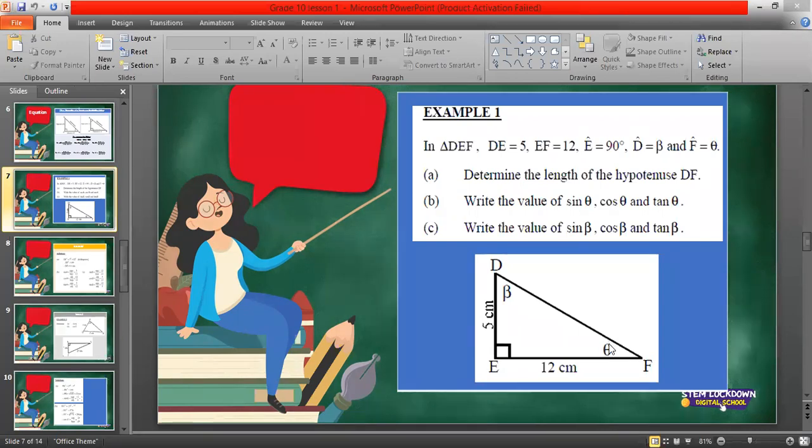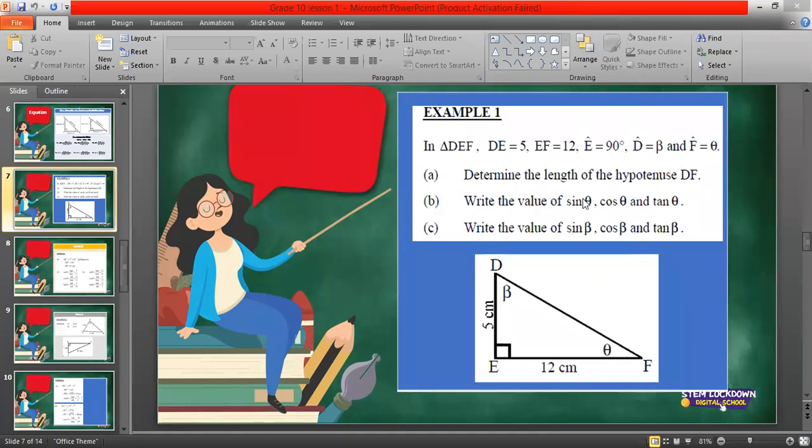If this is our angle, automatically this side will be our opposite, because it's the side that is opposite to the given included angle. This is our adjacent, and we said our DF will be 13. So we're going to have 5 here, 12 here, 13 here.